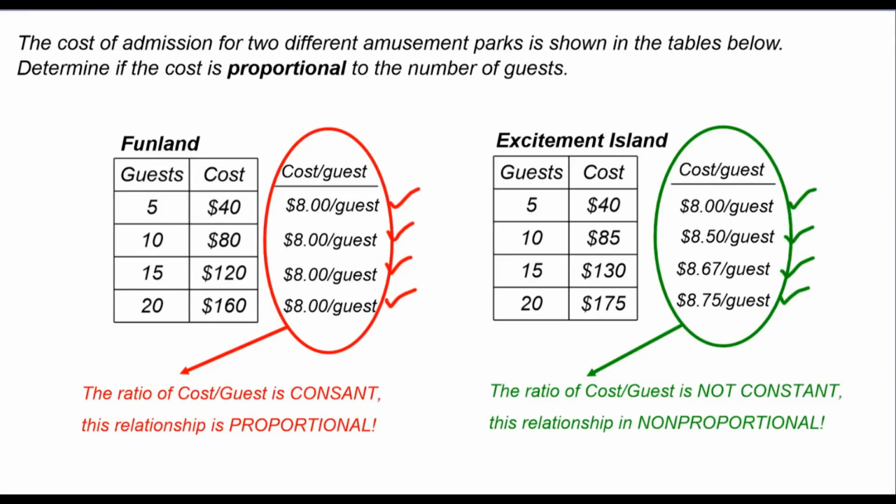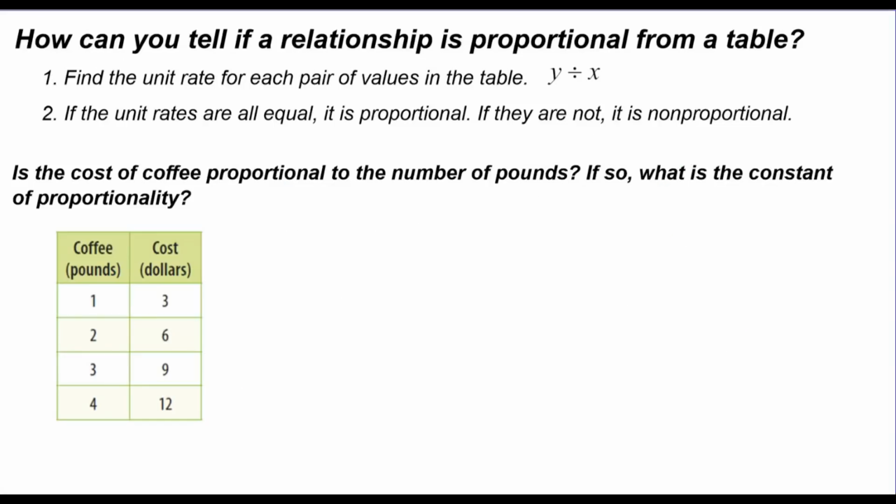So again, we're looking for a constant unit rate, really. The idea here is the unit rate. Is the unit rate always the same? If so, we're going to have a proportional relationship, and that constant unit rate is called the constant of proportionality, a really big fancy word for a unit rate.